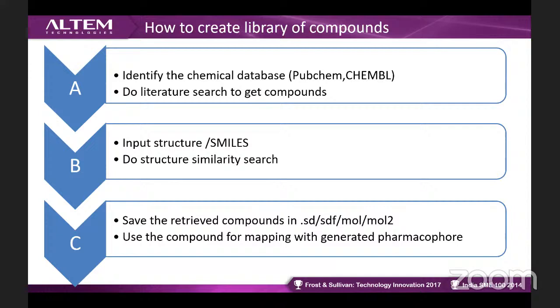Once you do that, retrieve the compounds. If you have many molecules, it will download in batch mode. In batch mode you can download in any chemical format like SD, SDF, MOL, MOL2, and use those compounds for mapping against the generated pharmacophore. So now one part of the study is completed. You generated the pharmacophore and you have it in hand. But the second step is to map these molecules with the pharmacophore to identify whether your molecules could have potent activity like these molecules or not, and you can do that only through the technique called mapping.